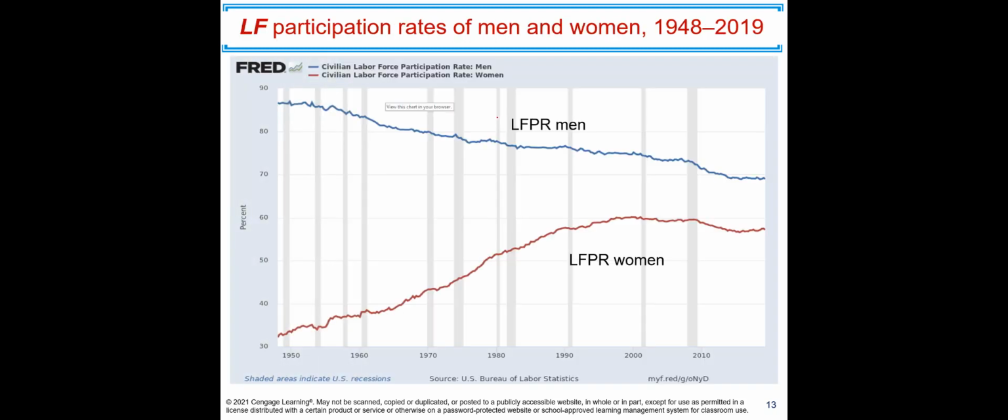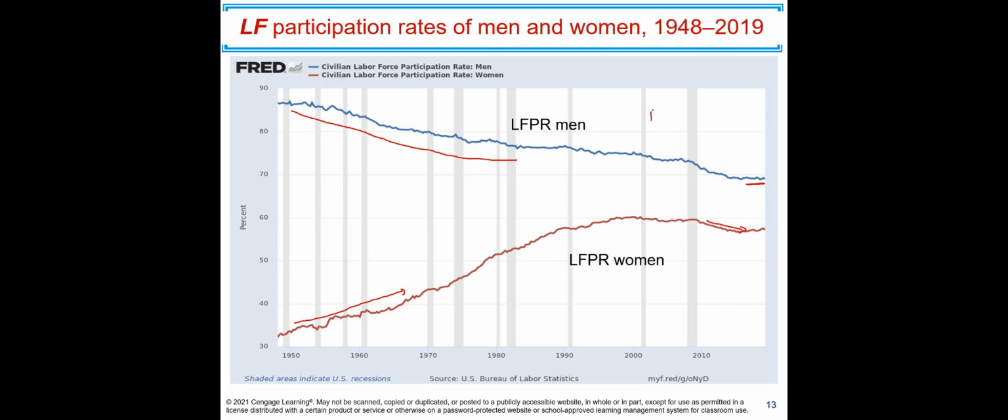This figure shows the labor force participation rates of men and women between 1948 and 2019. So here the blue one represents the men and the red one represents women. And over the years, as you see, the labor force participation of men decreases from 85, maybe more than 85%, to a level less than 70% in 2019. On the contrary, the labor force participation rate of women increases over the years, and it reached the top in 2010 and it decreases again after 2010, but it's still much higher compared to the 1950s.